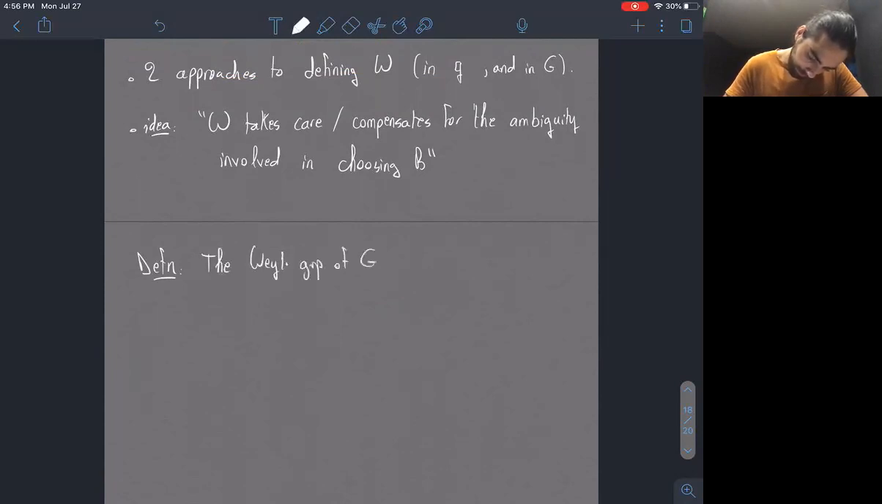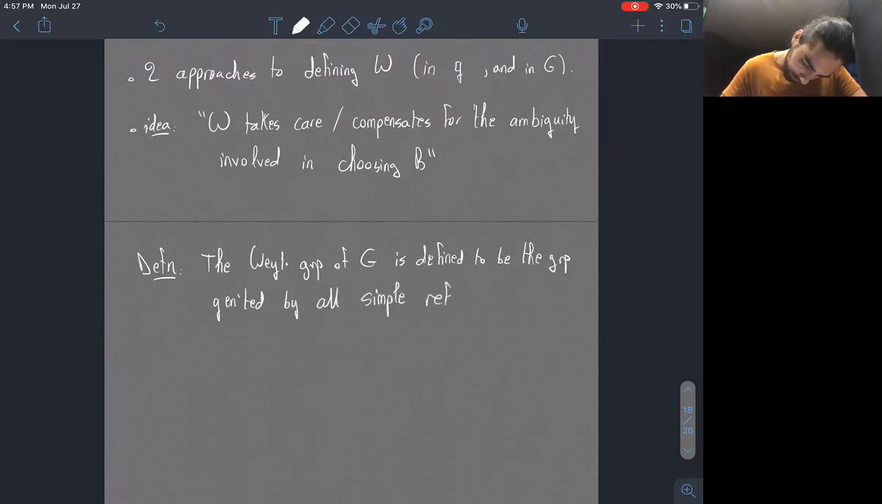And so I guess the most direct definition of the Weyl group: the Weyl group W of G is defined to be the group generated by all simple reflections in H star, i.e. W is defined to be the group generated by the set S. S is the set of all S alpha such that alpha is a simple root.